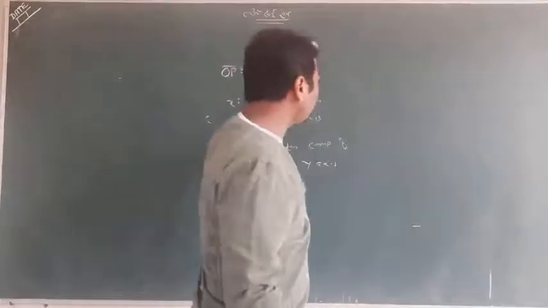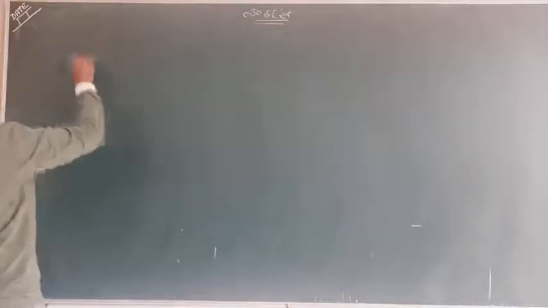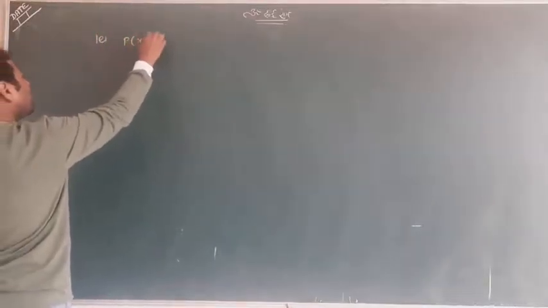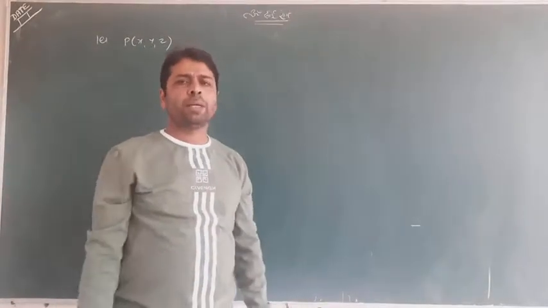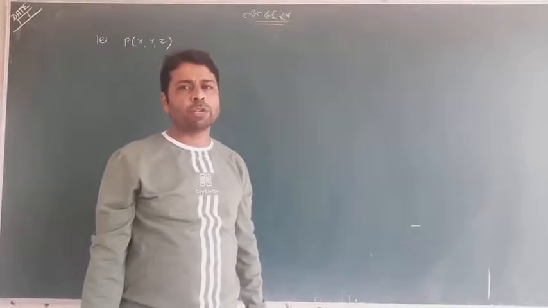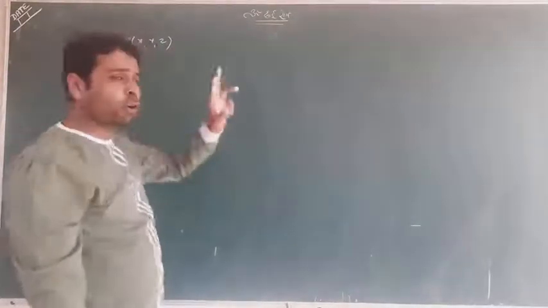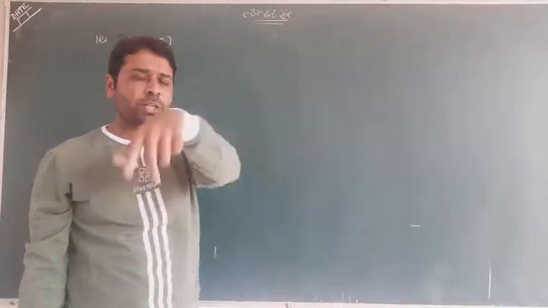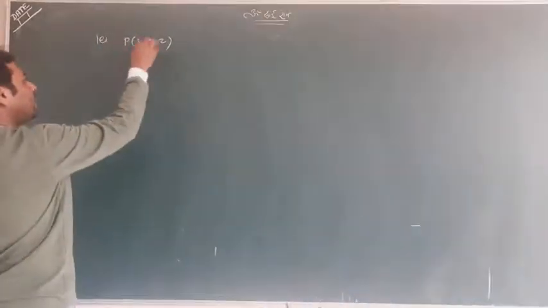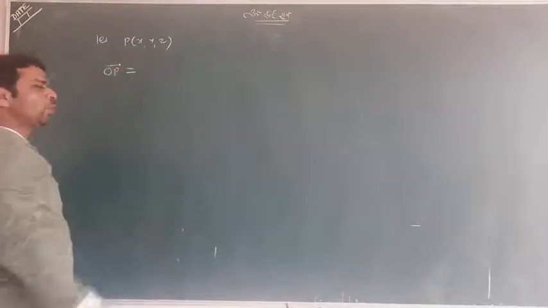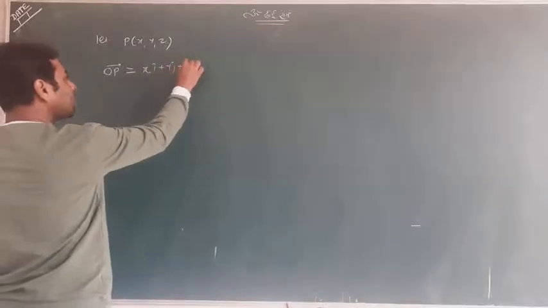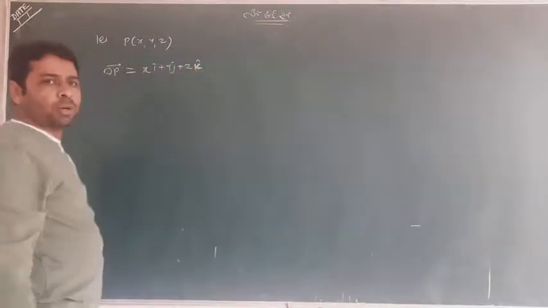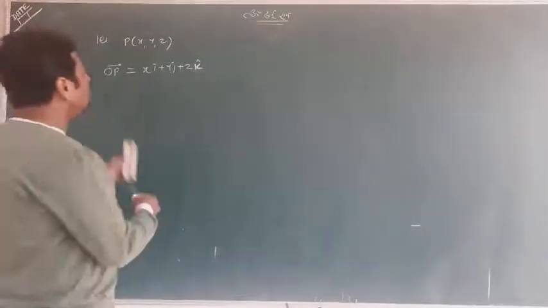You can convert all the concepts to three-dimensional geometry. So how can we use three-dimensional geometry? Let P be any point (x, y, z). In three-dimensional geometry, as you studied last year in class 11th, P has three coordinates: x coordinate, y coordinate and z coordinate. So if P is (x, y, z), what will OP be? Definitely OP will be xi cap plus yj cap plus zk cap.